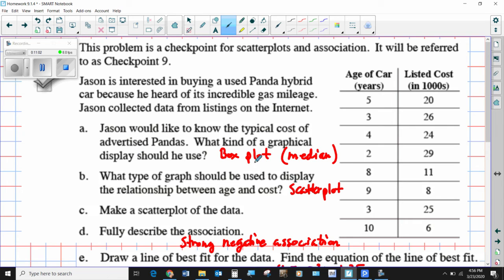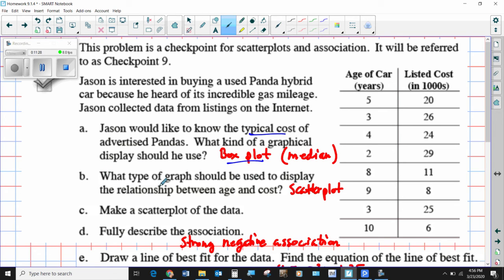Well, when we were talking about the box plot, that's really good at finding the middle or the median, and that's another term for average. So the typical cost is like the average cost of these. You could use the box plot, but I don't know why you would want to do that. Just add them together and find the mean, or put them in order from least to greatest and find the median. You don't really need to finish the box plot to answer that question.